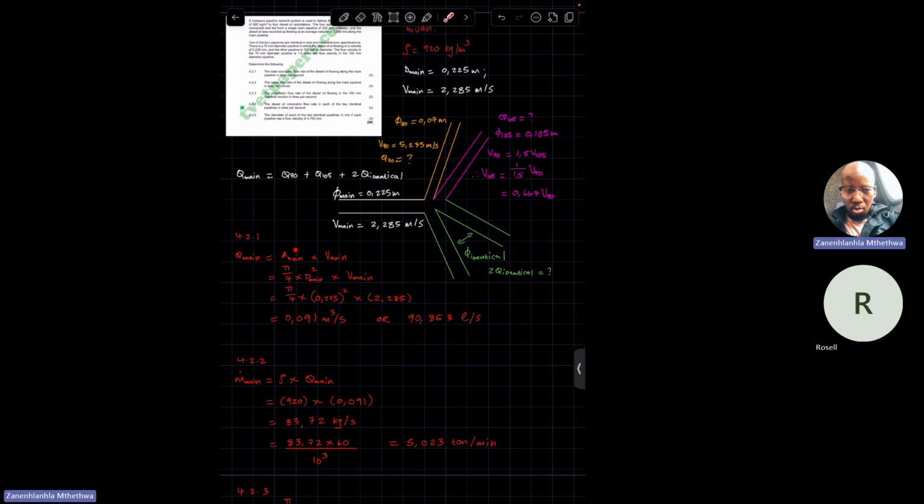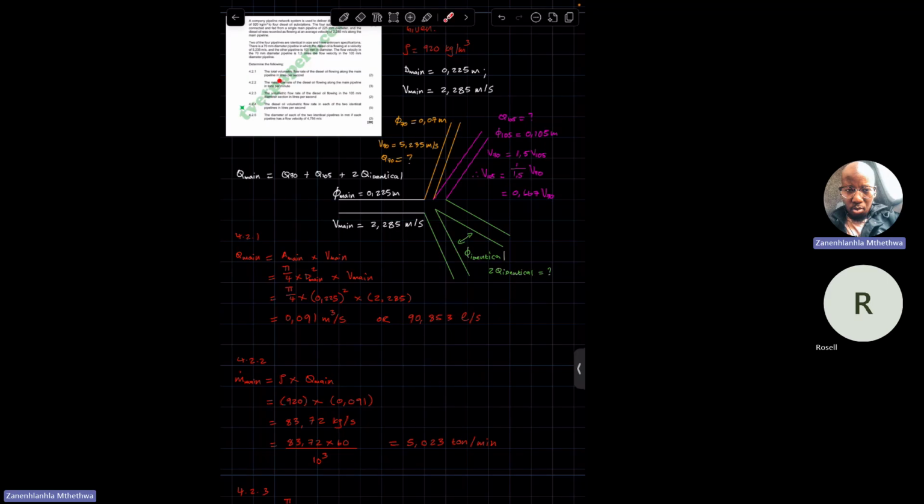Right? So area of the main pipe times the velocity of the main pipe. And this is the formula for a round pipe. And then you simply substitute because we've already been given the diameter, which is 0.225 meters, and then we're also given the velocity of the oil in the main pipe. And this is what we get in terms of cubic meters per second.